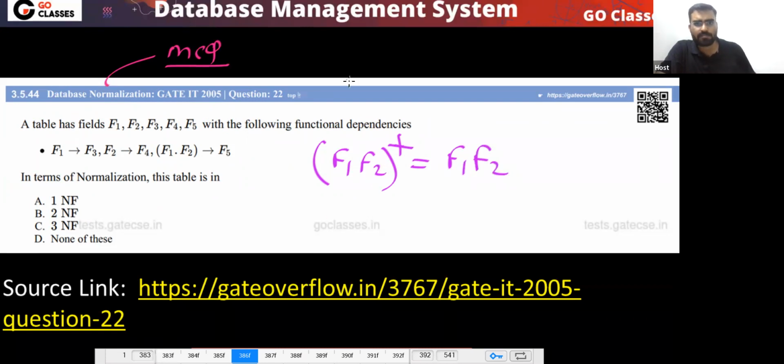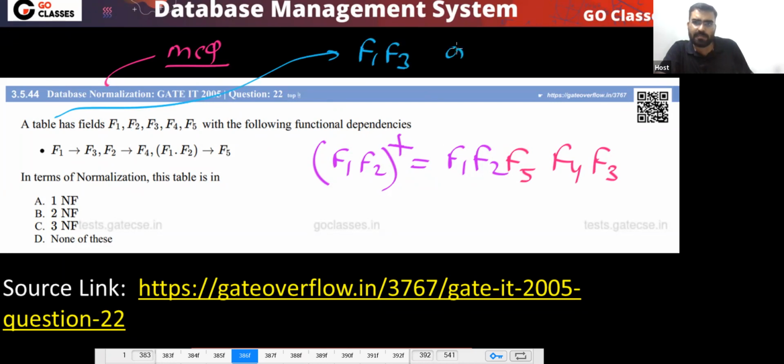What can they determine? F1, F2 can determine F5. F2 can determine F4. And you can notice F1 can determine F3. So basically, in this relation, in this table, F1, F2 is the only candidate key. So only one candidate key.